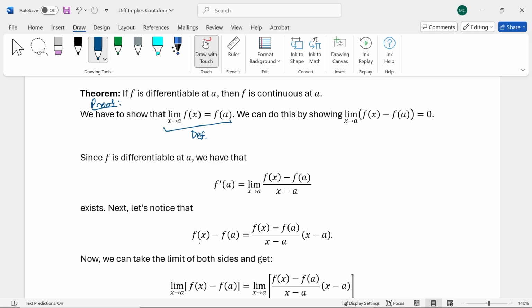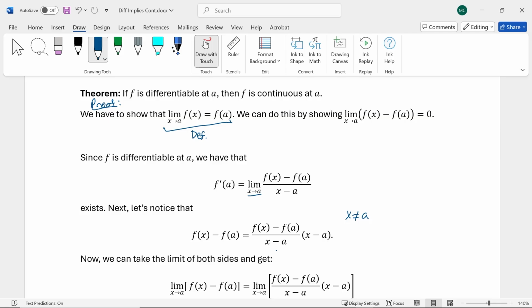Next, let's notice that f of x minus f of a is equal to f of x minus f of a over x minus a times x minus a. Now, of course, we're assuming here that x is not equal to a, but that's implied by the fact that the definition of differentiability isn't concerned with what's happening at a. It's concerned with what's happening as x approaches a here. So we don't have to worry about x being a and dividing by 0 here.